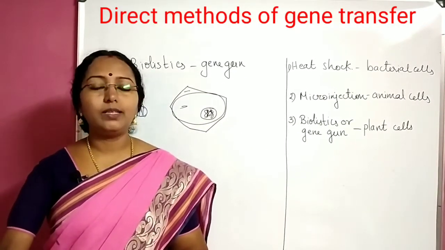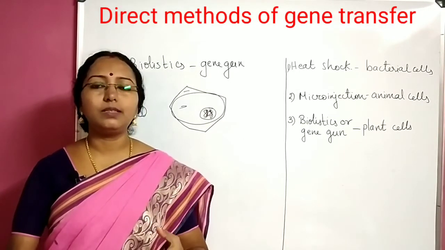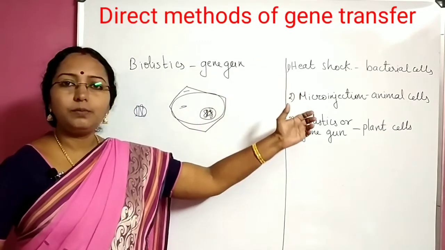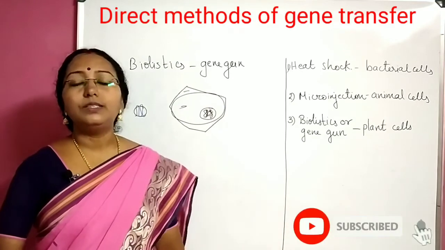So today we have learned 3 direct methods of gene transfer, very interesting methods. One is heat shock treatment, then microinjection, and the third one is the use of gene gun.